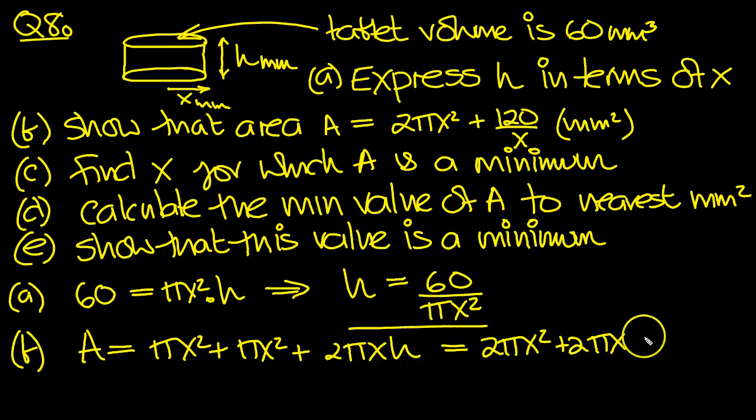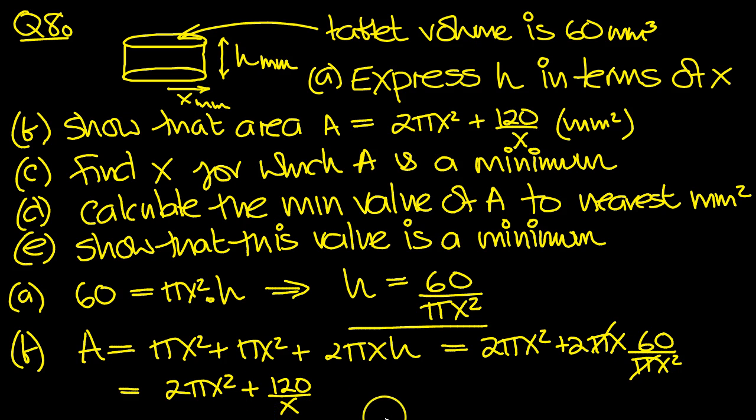times h, which is 60 over pi x squared, which equals 2 pi x squared from the first term, and then here we've got 120, and the pi's will cancel, and one of the x's will cancel as well, won't it? So just leaving an x. So there's the surface area then, and that's the formula we've got in millimeters squared.